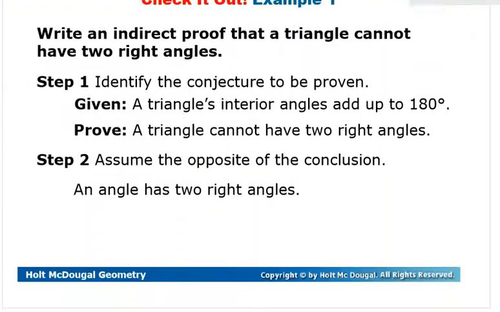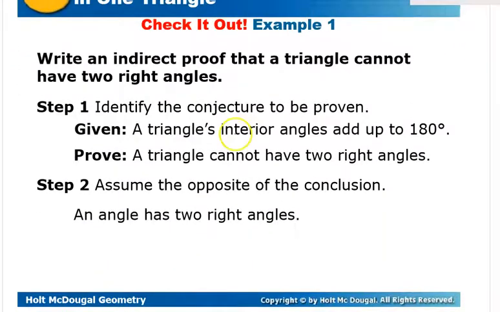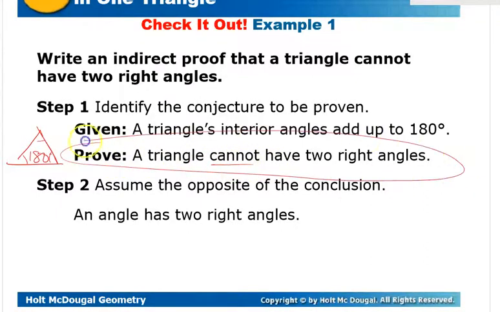Let's do another one. This one's a little bit nicer. So given a triangle's interior angles add up to 180. We already know that. We know that a triangle adds up to 180. You got a triangle, all these angles add up to 180. Okay, we're trying to prove that a triangle cannot have two right angles. So we're going to take this and we're going to assume the opposite. What is the opposite of a triangle cannot have two right angles? A triangle can have two right angles. So let's see if a triangle can have two right angles.